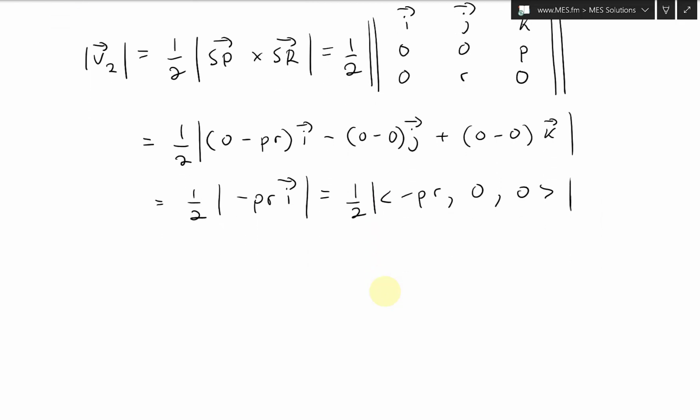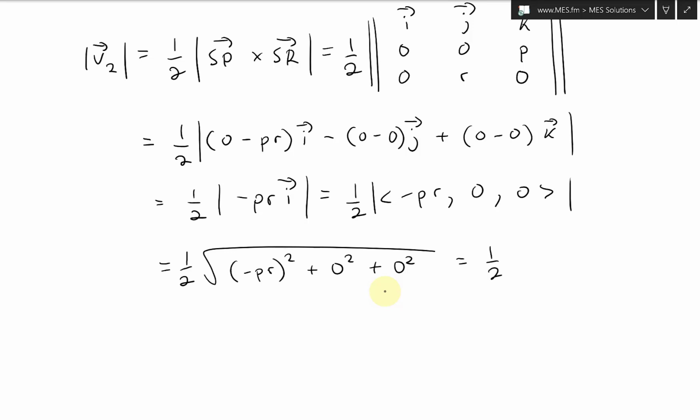And now plug this into the length formula, the square root, and we'll put the 1/2 outside. And then each term squared, so negative PR squared plus 0 squared plus 0 squared. And again, we're dealing with the absolute value sign, so negative right here squared would be positive, and then we're just left with PR, so this will cancel, etc. And we're dealing with absolute value sign, so it's going to be 1/2 PR, like that. And all the other terms get out. So it's the absolute value is that, or in other words, the length.